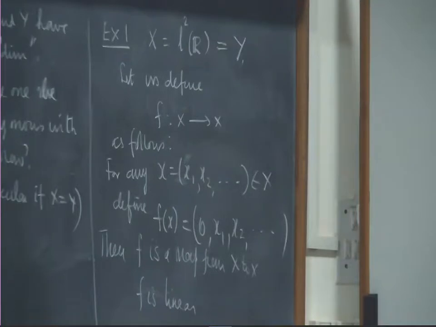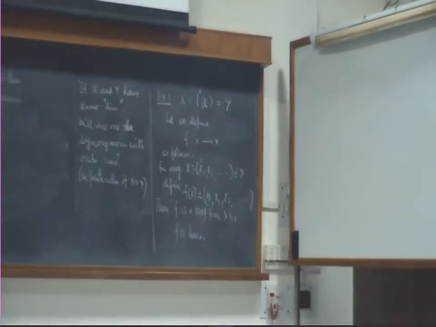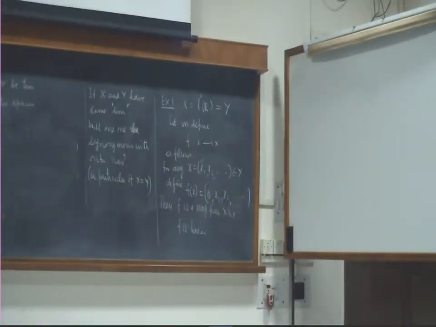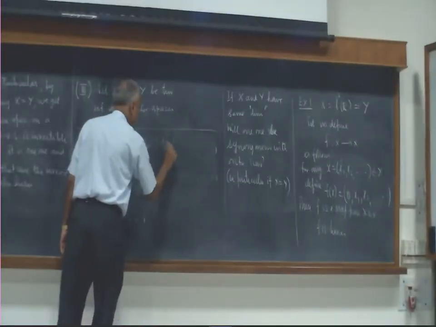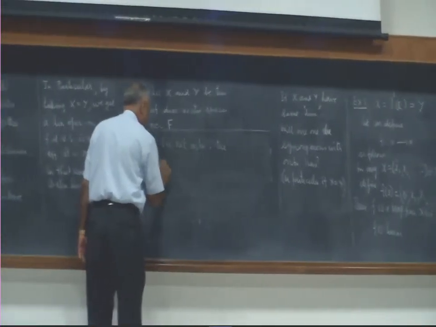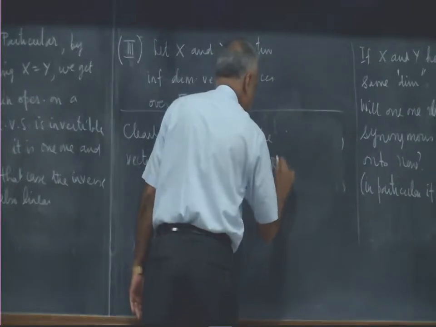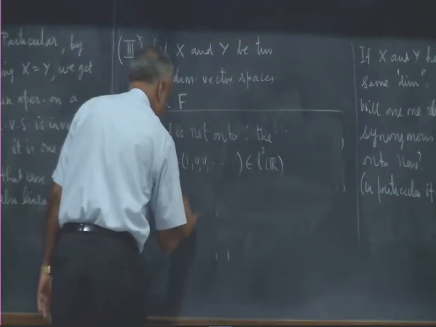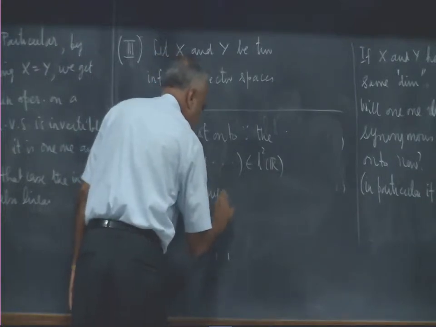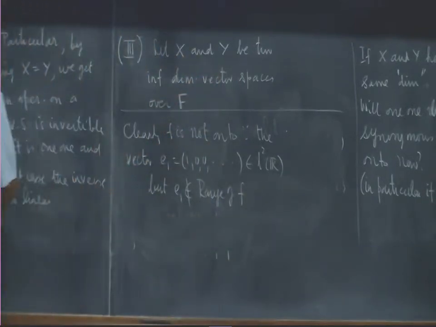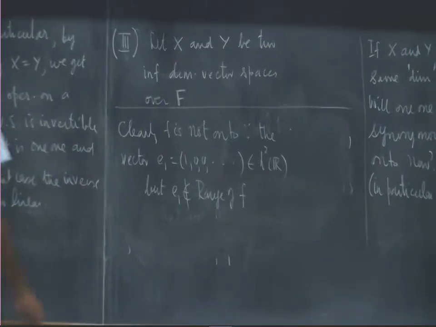So, clearly f is not onto, because the vector e1 equal to (1, 0, 0, etc.) belongs to L2(R), but e1 does not belong to the range of f, because in the range of f all first components must be 0, and this fellow is not there. So, it is not onto, but f is 1-1.